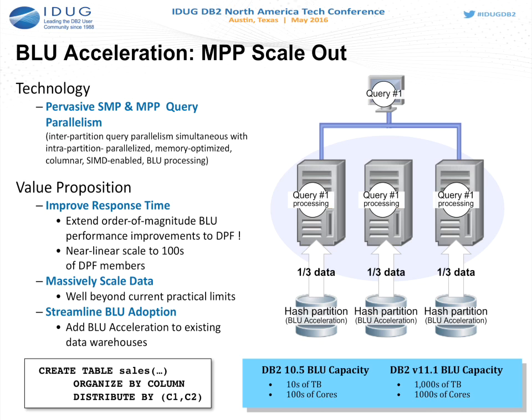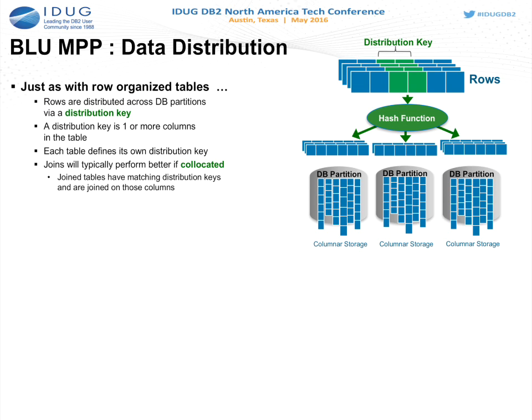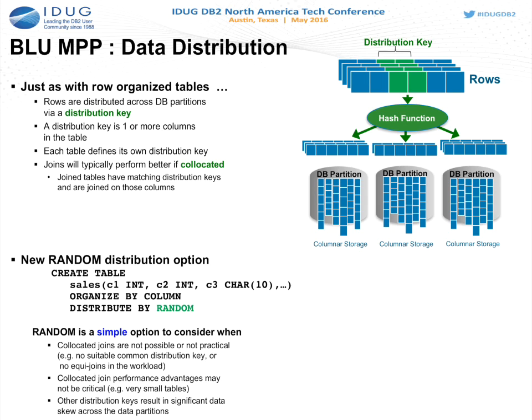So now you can get that in-memory performance, the simplicity of BLU, the compression of BLU, at the petabyte level scale. Just like with row-based tables, we'll take a distribution key, which is a set of columns that you define. We'll hash those columns, and that tells us what partition or node each row belongs on. And then once we get that row to the node, we're going to use the columnar storage architecture to store the data.